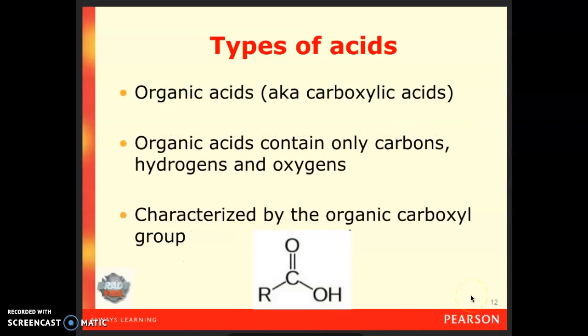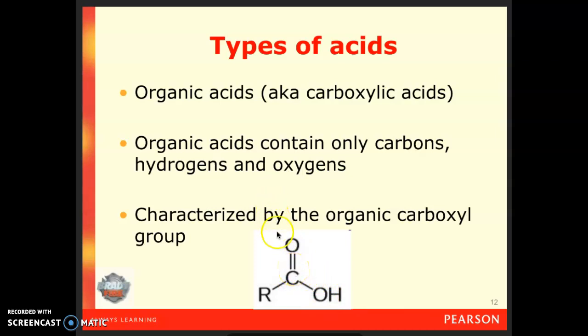And then the last type of acid is the organic acid, sometimes referred to as the carboxylic acid. And the reason for that is the carboxyl group, the carboxylate group here, is featured prominently in all organic acids. So if you see an organic substance, and this R group here just represents some kind of carbon and hydrogen chain, if you see an end group on an organic substance that has a carbon double bonded to an oxygen and then a carbon bonded to an OH, that is an organic acid.